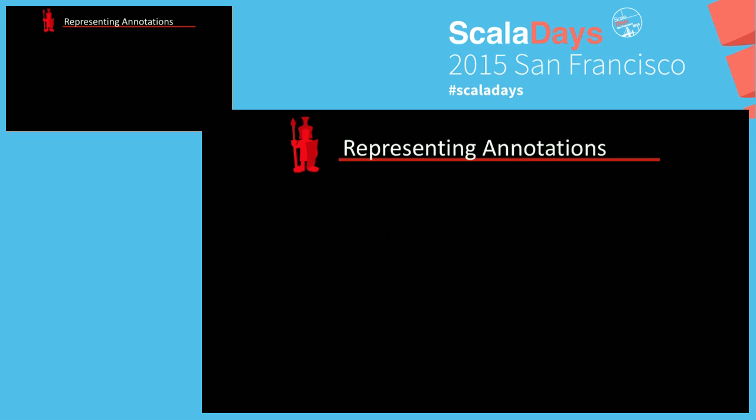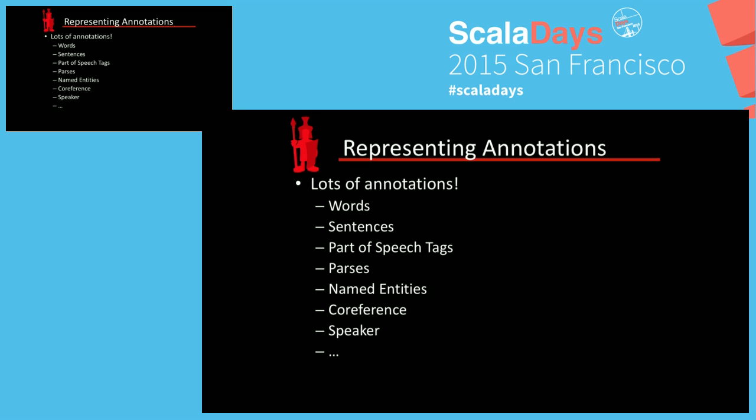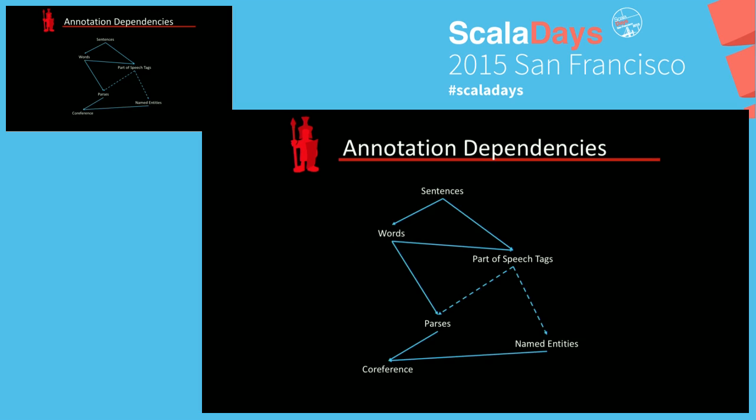Okay. That was a whole lot of stuff about what kinds of annotations we'd like to use in NLP and what we'd like to build. We have a lot of different kinds: words, sentences, part-of-speech tags, named entities, coreference, speakers, other stuff that I haven't even thought of yet. And all of these annotations have dependencies. In order to find the word boundaries, we need to know where the sentence boundaries are. In order to define the part-of-speech tags, we need to know what the words are that correspond to the part-of-speech tags. And so there's this big dependency network that controls what kind of annotations we need before we can build up the next set.